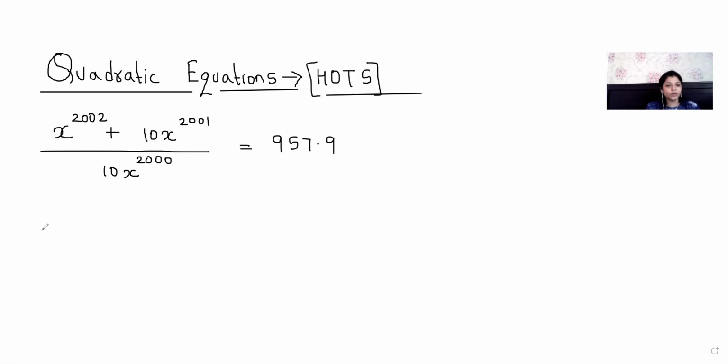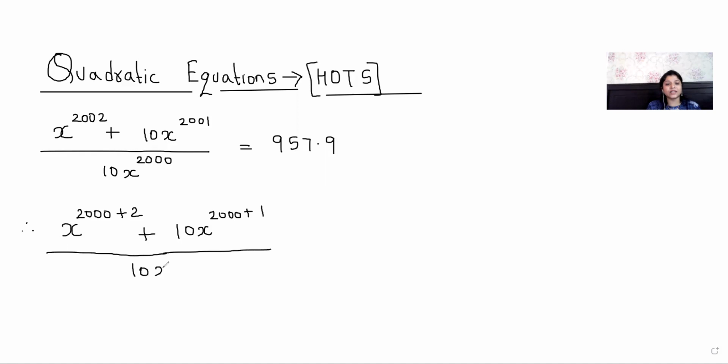So for that, we will split x raised to 2002. We will write it as 2000 plus 2 in the index, that is the power. And 10x raised to 2001, we are going to write it as 2000 plus 1. The whole divided by the denominator as it is, that is 10x raised to 2000, which is equal to 957.9.